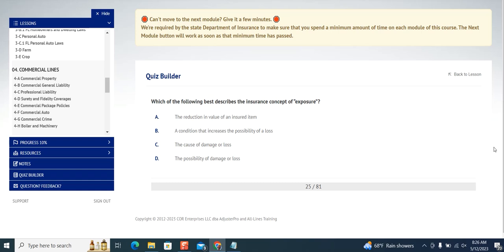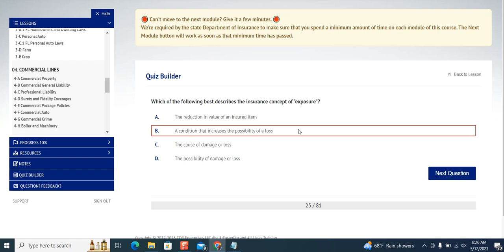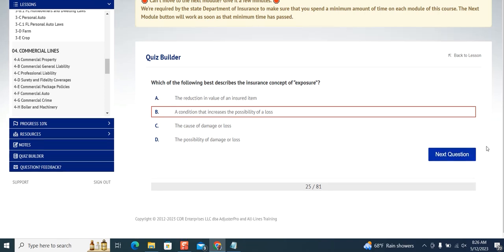A condition that increases the possibility of a loss. I'm taking B. This is kind of like a guessing game. Yeah, that's not it. Do I know the answer? Reduction in value? No, I don't know the answer. The possibility of damage or loss? I don't know the answer to that one. I forgot.